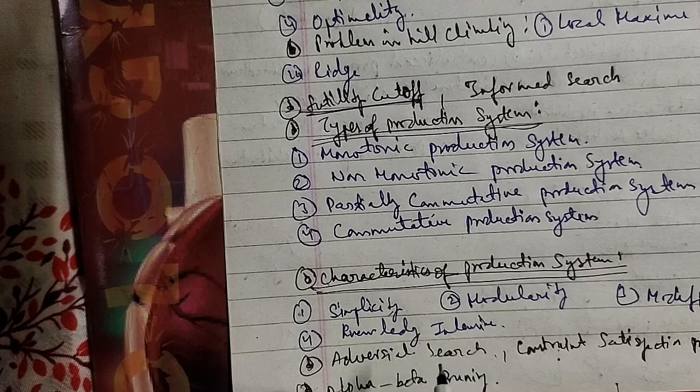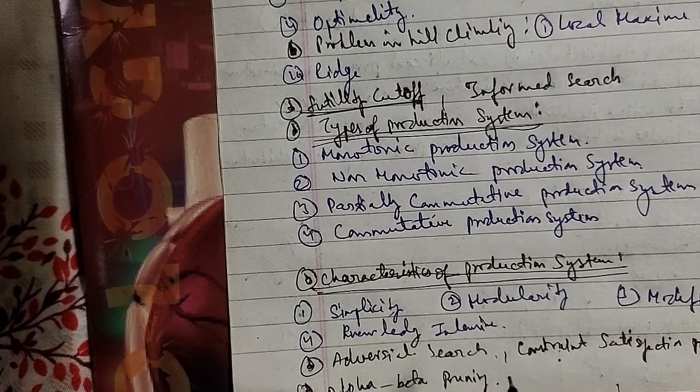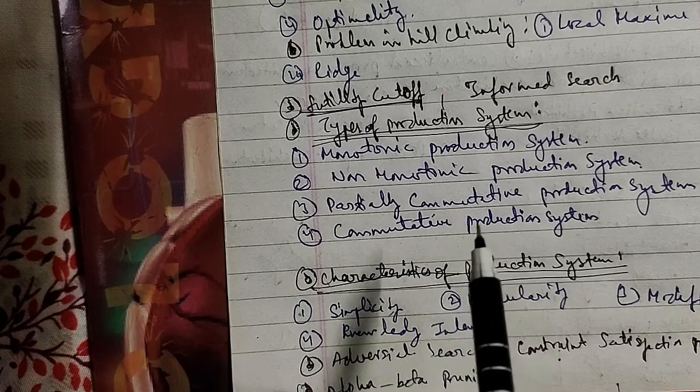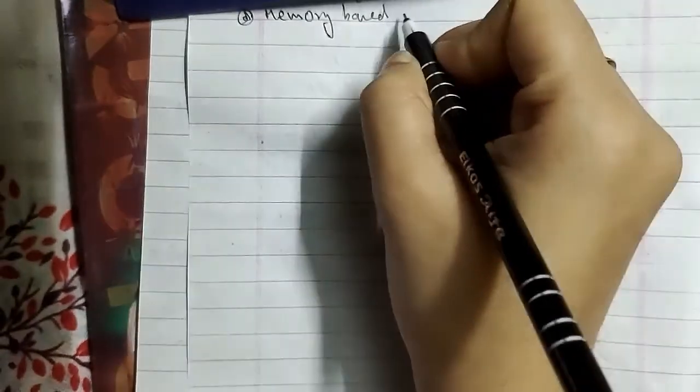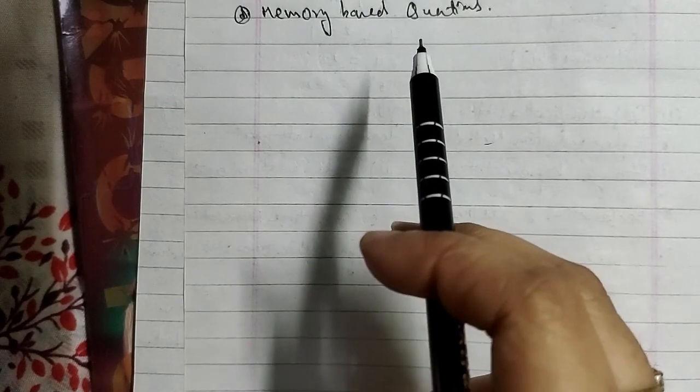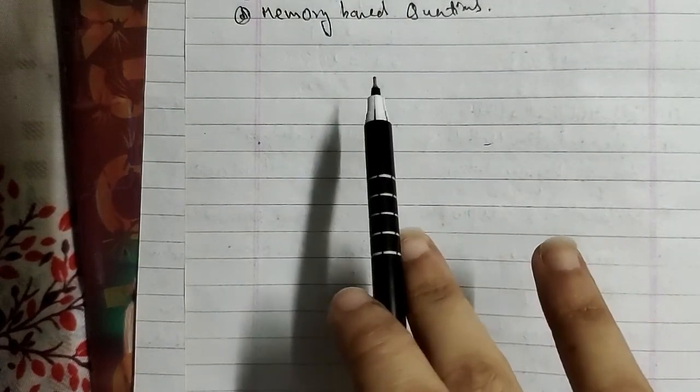Now we'll go ahead with another one, which we will discuss in terms of memory based questions. As I told you, in the memory based questions of unit 2, introduction to search, the first question that has arisen is what is search process and uninformed search. We have discussed this, but we'll go through some of it in detail. The search process comes under memory based questions.